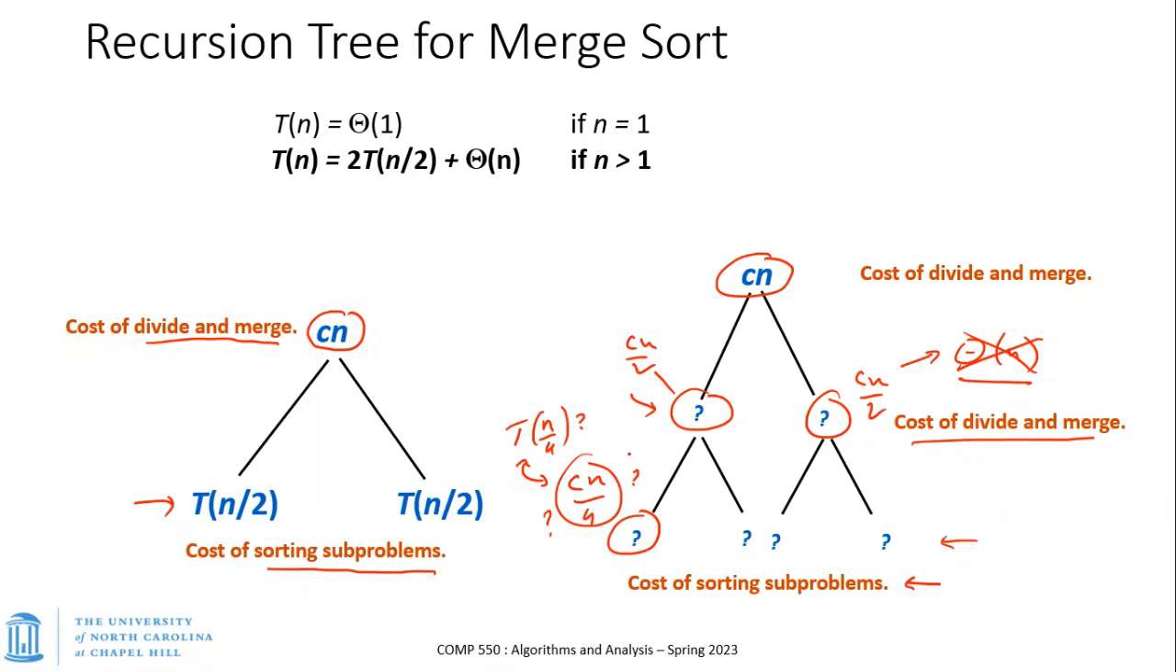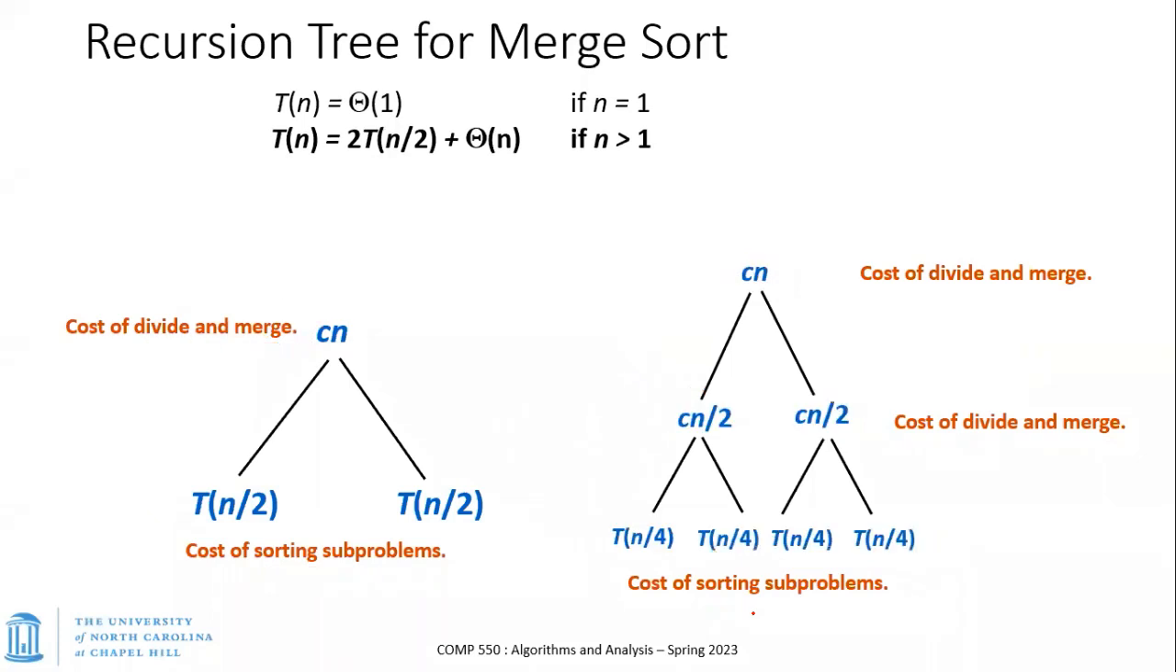If I just said the divide and merge portion, then that would be right. But since I'm saying the cost of sorting the entire subproblem, that comprises more than just divide and merge, and so it's actually going to be T of n upon 4. Okay, so you can see where we're heading.